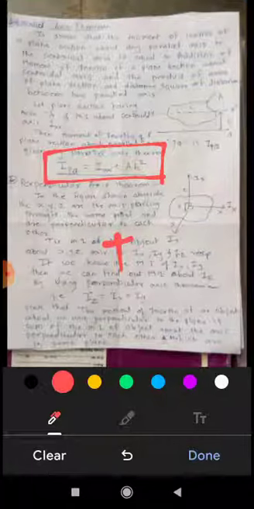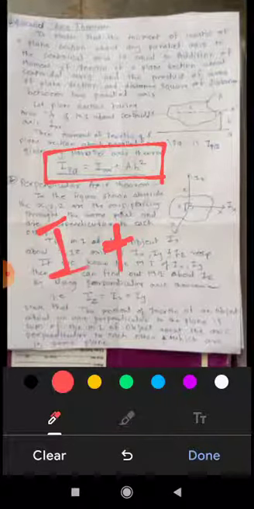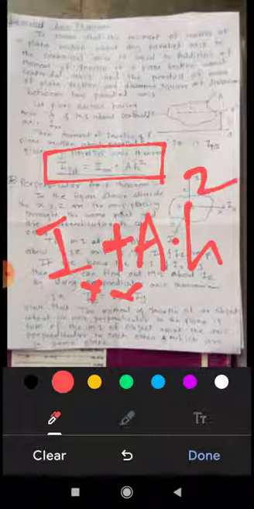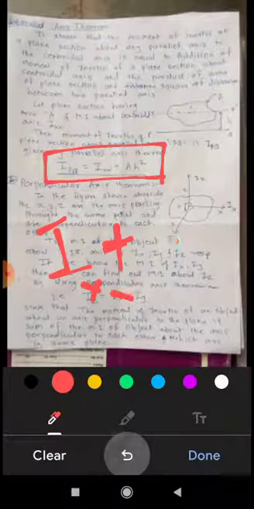this addition. Okay, you can see over here, addition of what? Addition of the moment of inertia of a plane section about the centroidal axis, that is Ixx, and the product of the area of the plane and the square of the distance between the two parallel axes. This is the moment of inertia about an axis which is parallel to the centroidal axis.